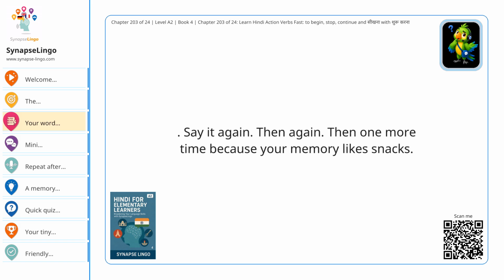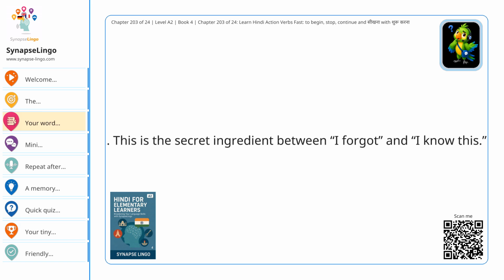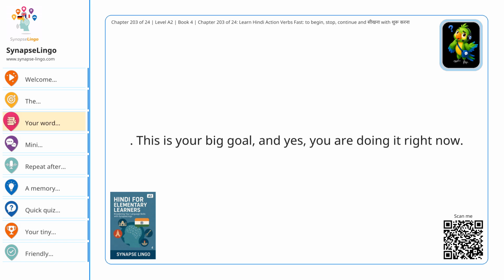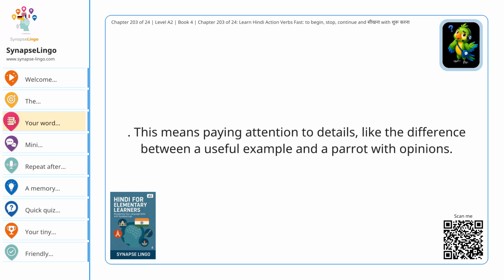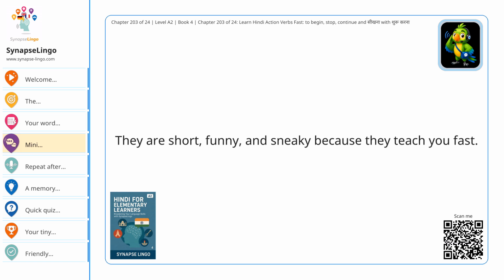Repeat is दोहराना. Say it again, then one more time because your memory likes snacks. Practice is अभ्यास करना. This is the secret ingredient between "I forgot" and "I know this." Learn is सीखना. This is your big goal, and yes, you are doing it right now. Notice is ध्यान देना. This means paying attention to details, like the difference between a useful example and a parrot with opinions. Mini dialogue madness. Listen to these little scenes as if you are inside the room. They are short, funny, and sneaky because they teach you fast.